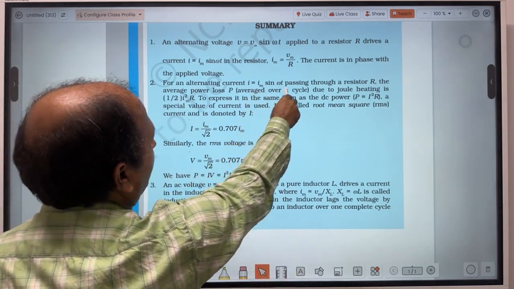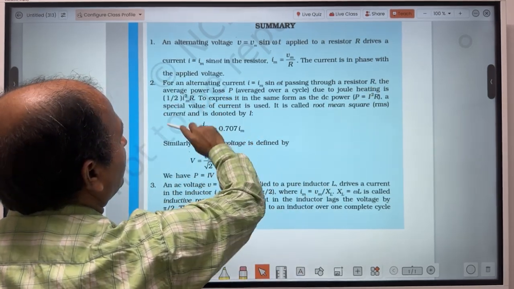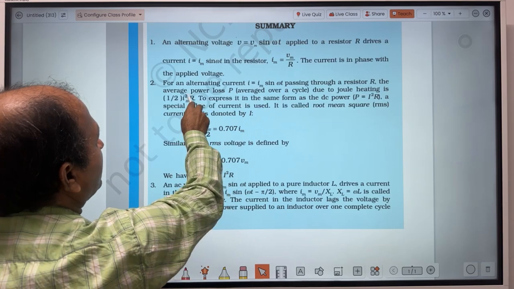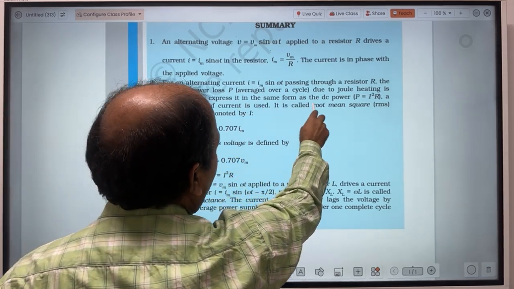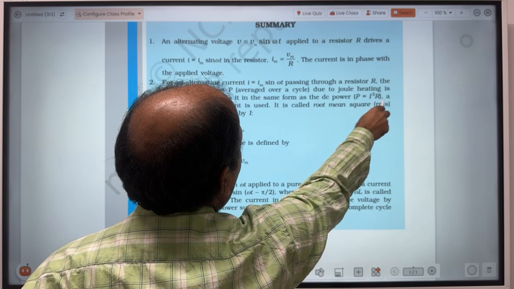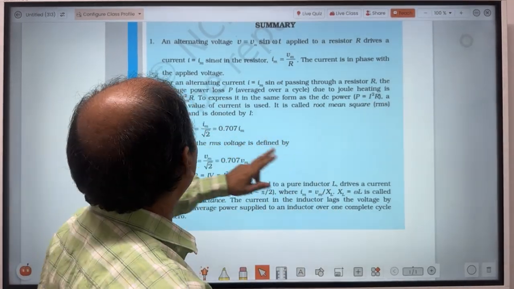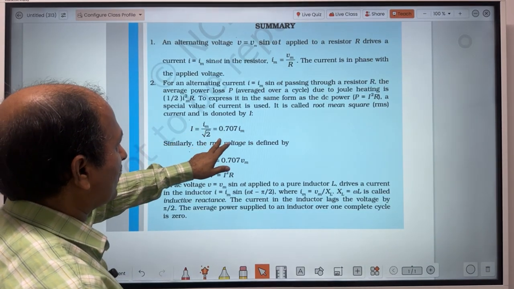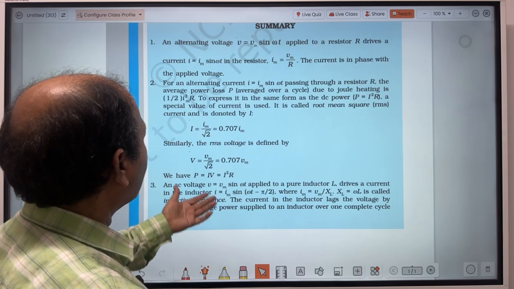For an alternating current I equal to Im sine omega t passing through a resistor R, the average power loss P due to Joule's heating is 1 by 2 Im square R. To express it in the same form as the DC power P equal to I square R, a special value of current is used. It is called the root mean square value, RMS value, and that is given by I equal to Im divided by root 2, or we can write 0.707 into Im.